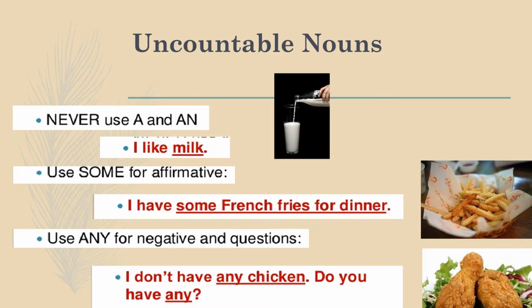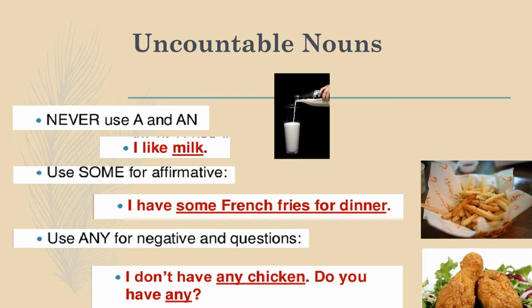For example, rule 1. Never use a and an. We never use a or an with uncountable nouns. Example for this, I like milk. I can't say I like a milk or an milk. We only say the word milk, which is an uncountable noun, without the use of a or an.